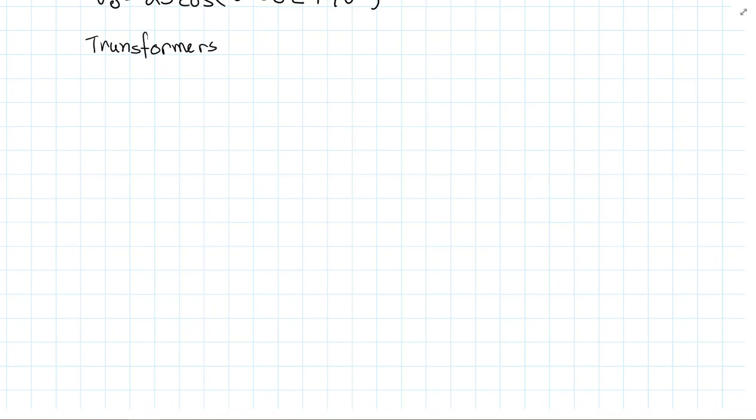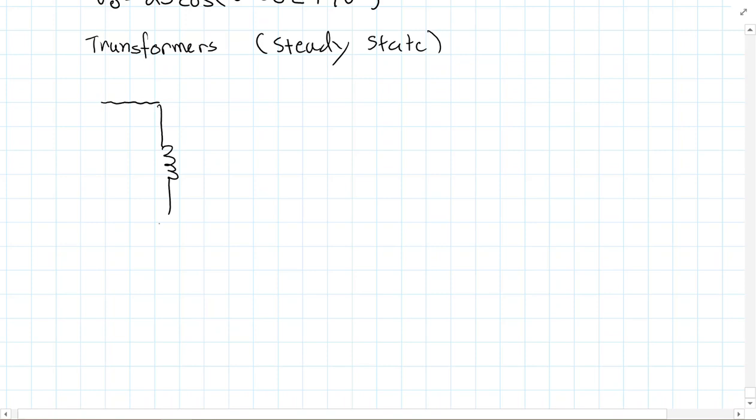What we're going to do here is look at transformers, and again, we're not going to be concerned about the transient response. We're just going to look for the steady state. So let's remind ourselves of a few things about a transformer. A transformer is represented by basically two inductors that are close together like this, and then we have our dot convention here. And then, of course, we have other circuitry going on here.